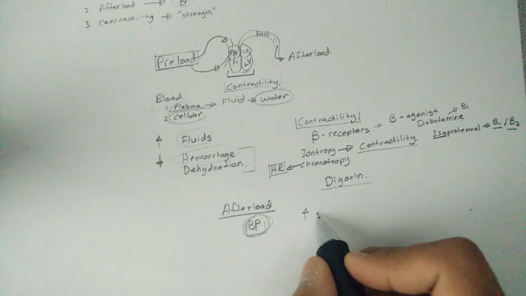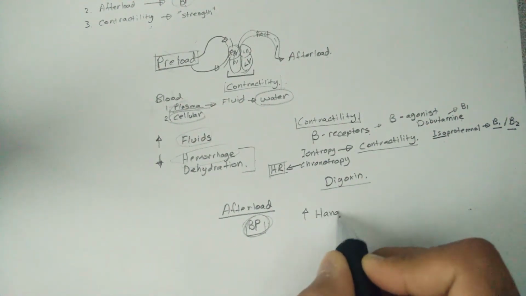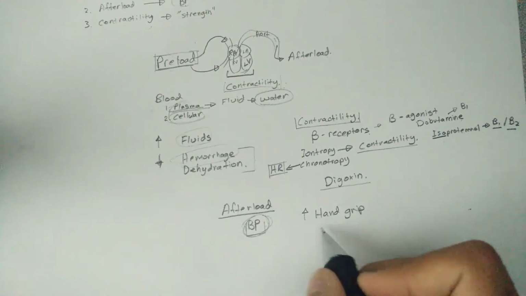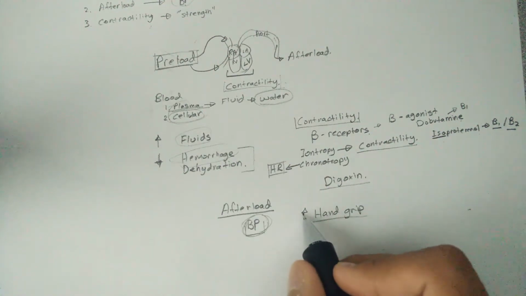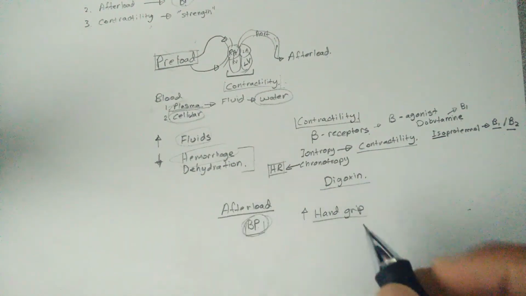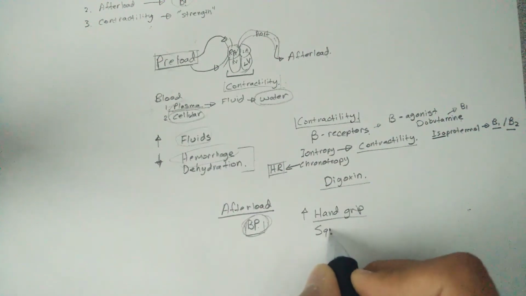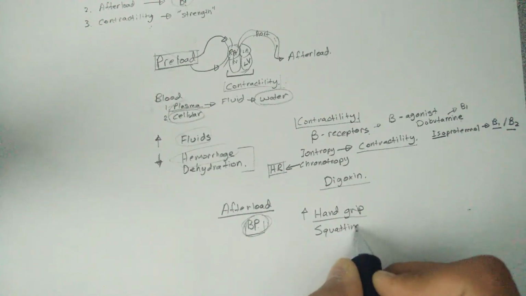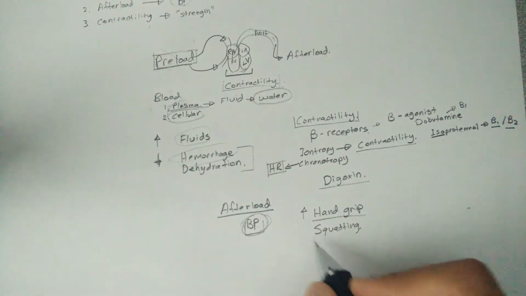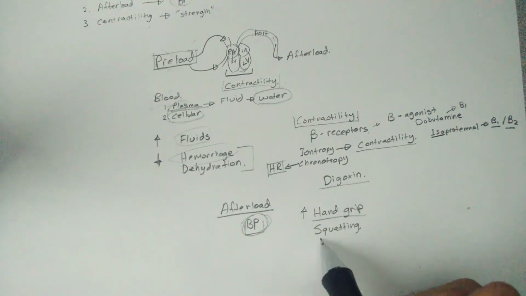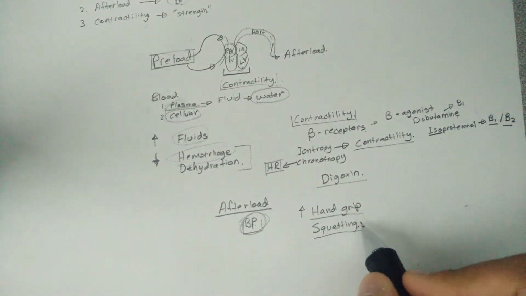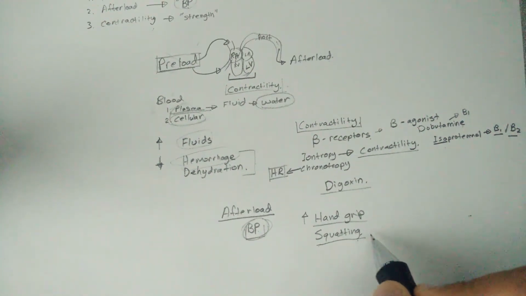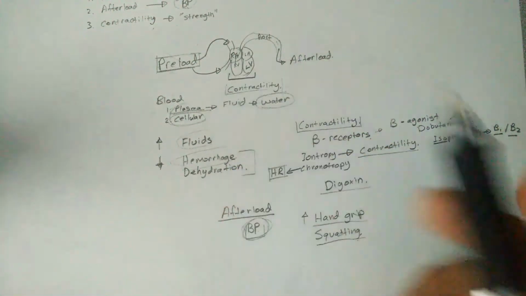So some of the things that we talk about would be hand grip. If you're gripping your hands, it's harder for the blood to flow through your hands, so that's going to increase the blood pressure, and that's going to increase your afterload. Squatting, you're compressing all the vessels in your legs, and that's going to make it harder for the blood to flow through them, and that'll also increase afterload. Squatting also increases preload too, right? So you compress all the veins, and all the blood in the veins ends up going back into the right atrium. Okay.